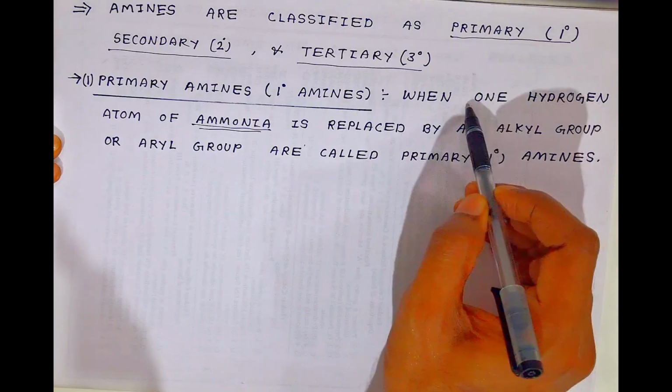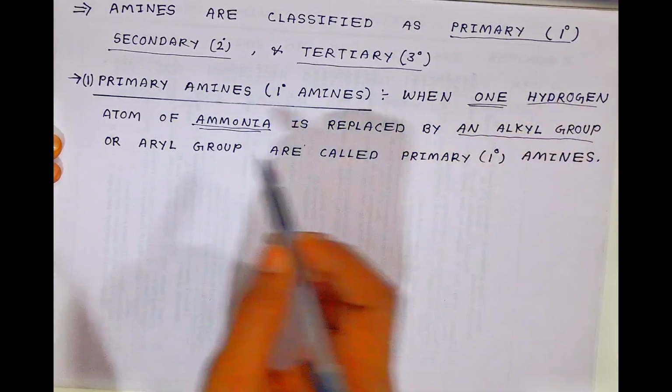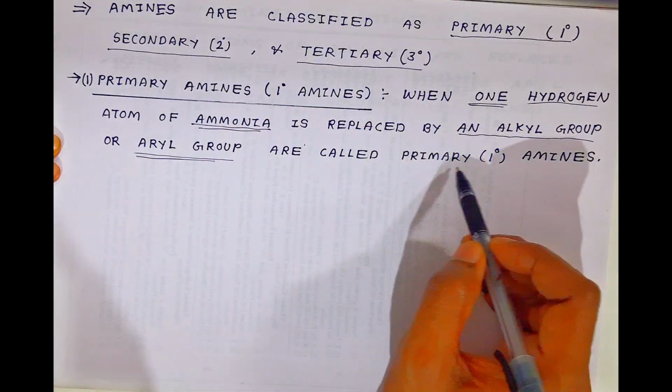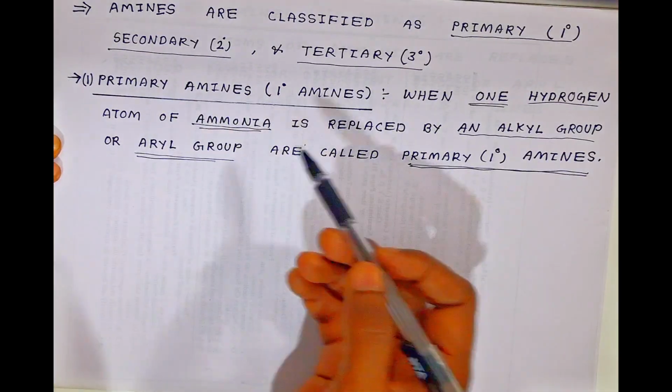So when one hydrogen of ammonia is replaced by one alkyl group or an aryl group, it may be alkyl or aryl, they are called primary amines. Students, mind well, what are primary amines? In examination, for 2 marks they may ask what are primary amines. So this is the definition, students.